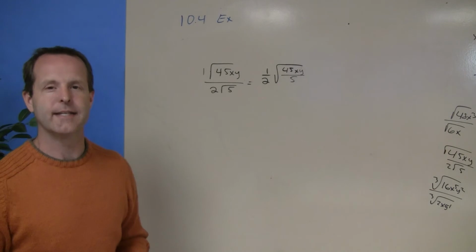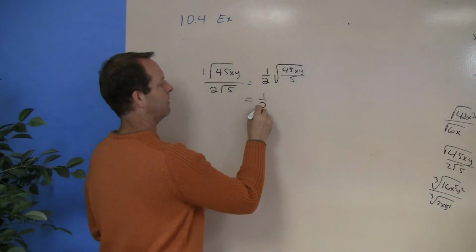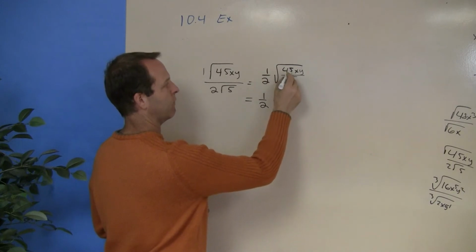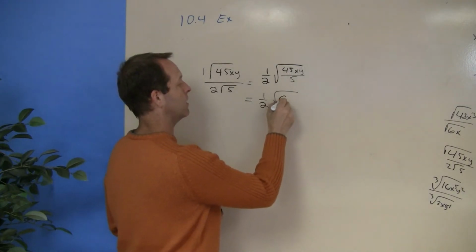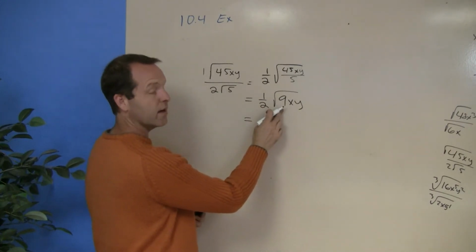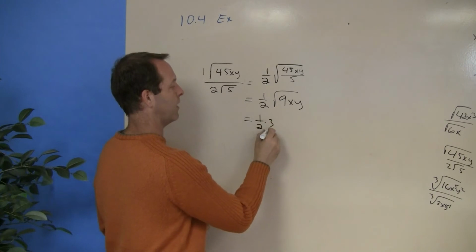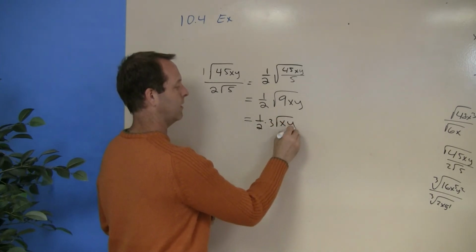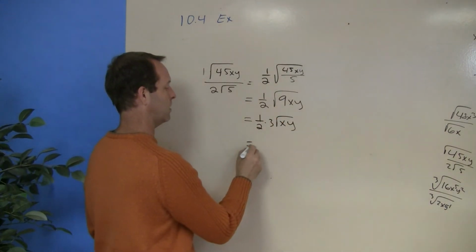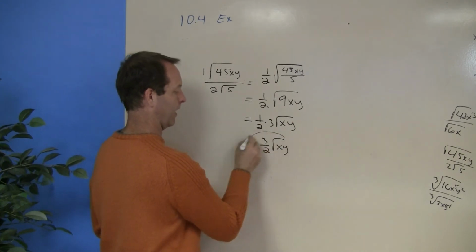So that's what I'm trying to say. And that equals 1/2. Inside the square root, I have 45 divided by 5, which is a 9xy. The square root of 9 is a 3, so I can pop out a 3, and then what's left inside is an xy. And my final solution is 3/2 square root xy.